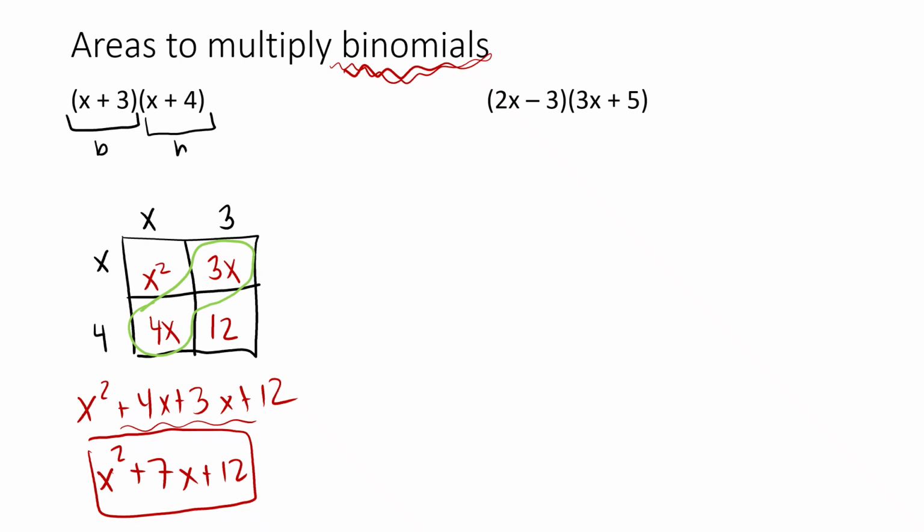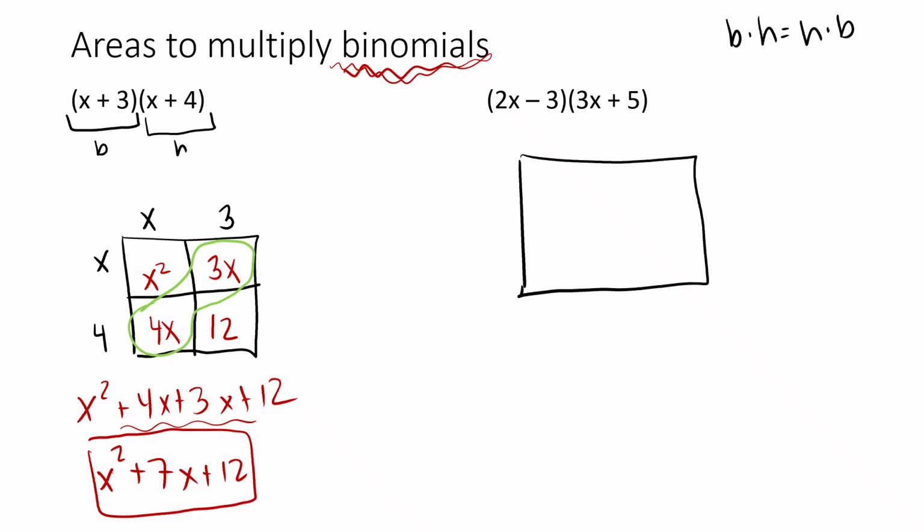So here's another one. This one's a little bit more challenging. We just have some more challenging kinds of things going on. So we have 2x minus 3. It doesn't really matter which one is the base and which one is the height, because when we multiply, we know that base times height is the same as height times base, just like 2 times 4 is the same as 4 times 2. It's just like turning the rectangle on its side. If you have a rectangle and you turn it on its side, it still has the same area. So however you want to do this.